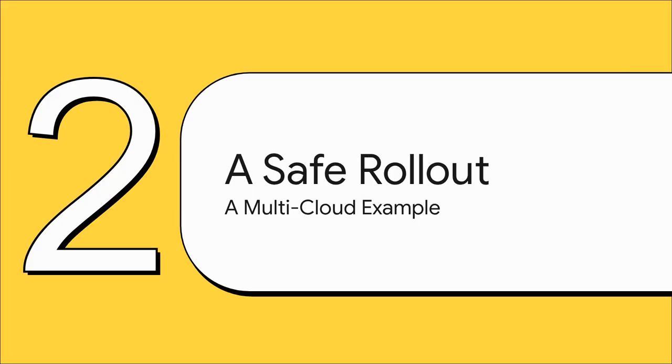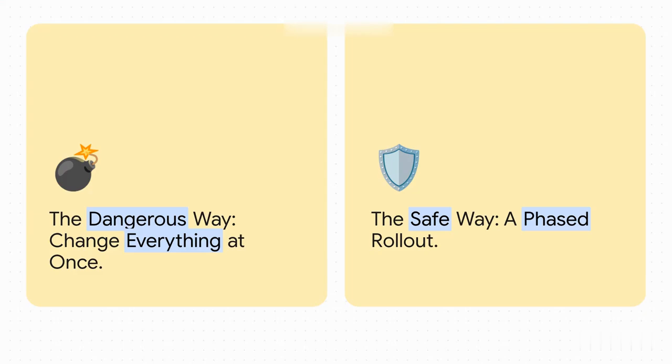Okay, so we've got our tools. Now let's put them into practice and see how they all work together in a pretty high-stakes scenario. We're going to walk through a real-world example, making a change to both an API and a database that spans multiple clouds. So, here's the most crucial point, the thing you absolutely have to remember.